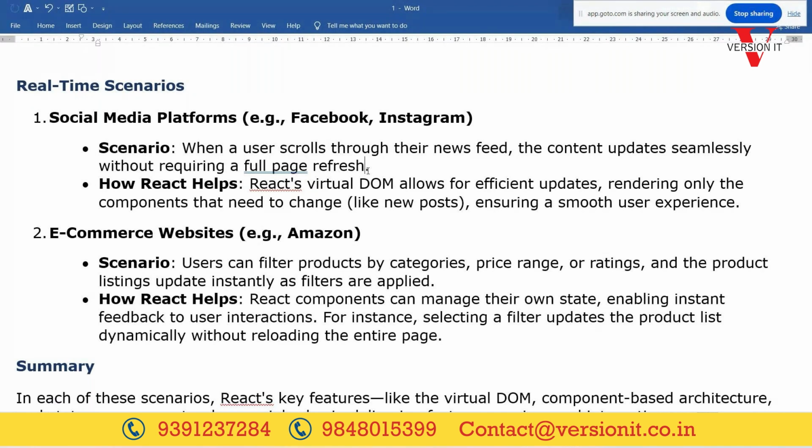Because of React, React will have a virtual DOM for doing all these things. Practically we'll see it. Theoretically, try to just understand about ReactJS. And this one also I just explained. E-commerce websites like Amazon, where the users can filter the products by price, rating, and all these things. What is happening?